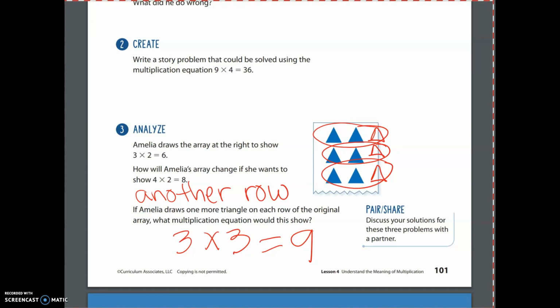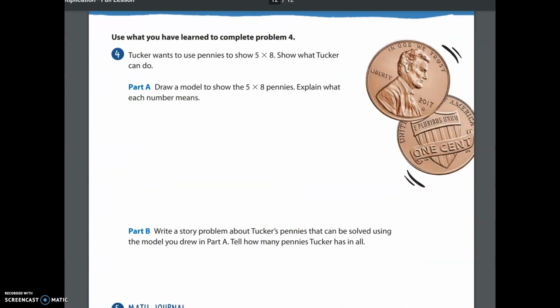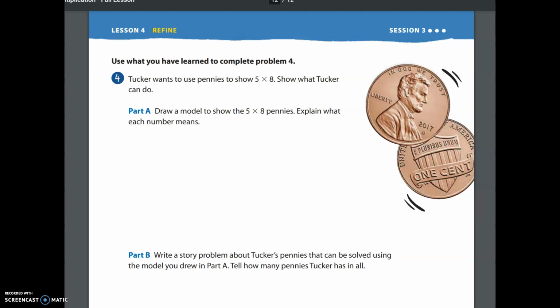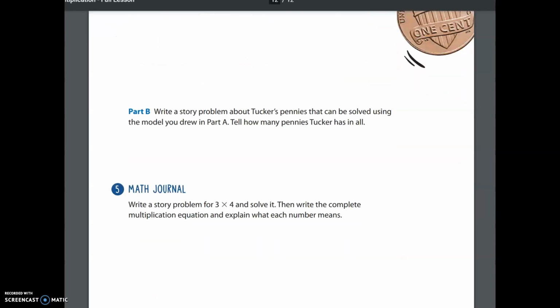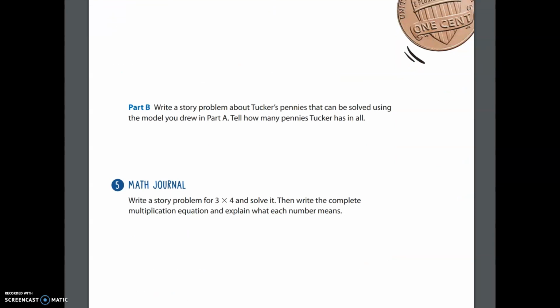Okay, so I told you in your instructions to do 102 on your own. So you're just going to read number 4. You'll draw a model for part A, and for part B, you'll do a story problem sentence, which is what we were just practicing. You'll also do a story problem for number 5. So you're thinking of something that has an equal number of groups, and that the second number is the amount of objects in each of those groups.